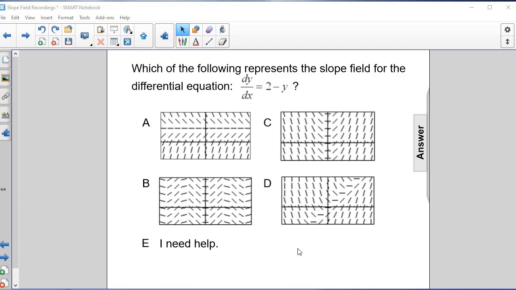Which of the following represents the slope field for the differential equation dy/dx = 2 - y? To solve this problem, I'm going to use reasoning skills to eliminate some of the choices. So I ask myself, when will dy/dx equal 0? And this will occur when y is equal to 2.